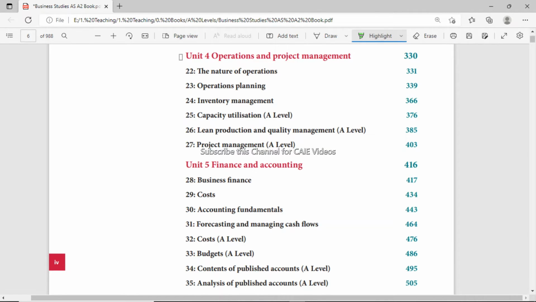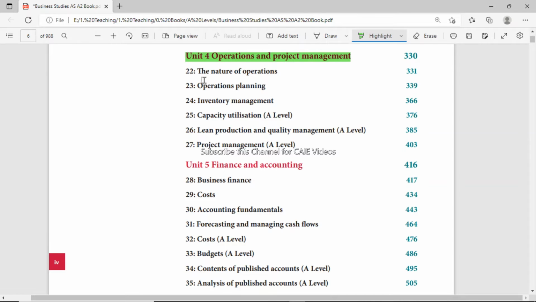Unit number 4 of the business subject, which is relevant for AS and A level students, is operations and project management. Unit number 4 basically deals with the organization's operations side and how organizations manage different types of products or different types of projects. So these concepts are covered in unit number 4.